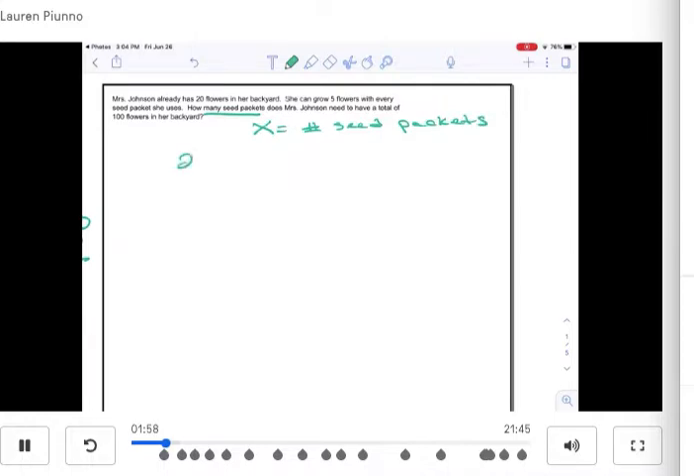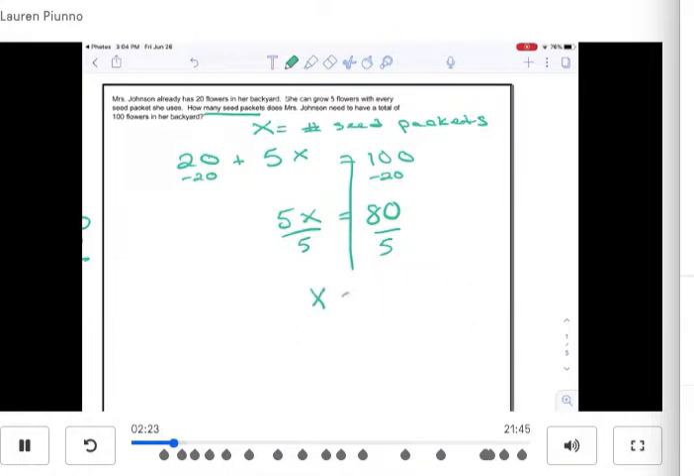So she already has 20 flowers. Now she's going to grow more, and she wants a total of 100 flowers. Well, she can grow 5 flowers with every single seed packet. So now I'm going to solve this equation. I'm going to subtract 20. So I get 5x is equal to 80. Now I'm going to divide by 5, and I get 16. So she needs 16 seed packets.